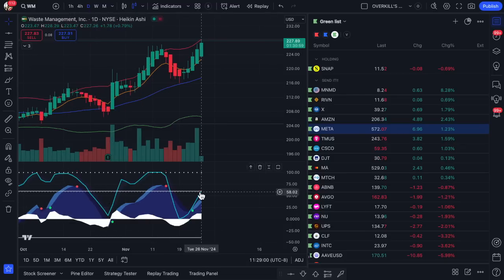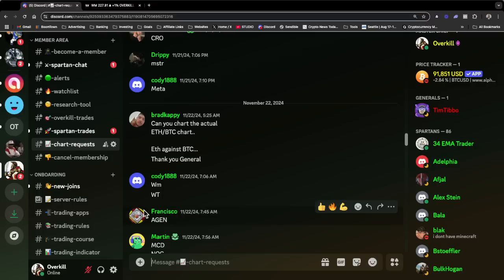Again, I would wait for the stochastic RSI, the light blue line, to hit that white dotted line to take profits. We got a pretty short week because the markets are closed on Thursday due to Thanksgiving. So this could happen here by the end of the week. I would keep your eye on that. But if you got in on the green dot or even the first green candle there, that's a pretty nice trade there on Waste Management.